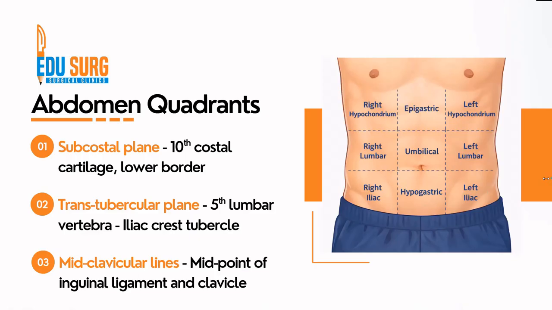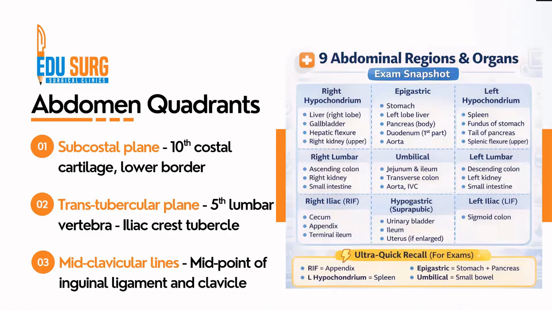Now, why are these important when we are doing examination? Remember this slide for life. This is because each quadrant is home to specific organs, and when you find a particular lump or an examination finding in a particular quadrant, it is going to help you in arriving at a diagnosis.